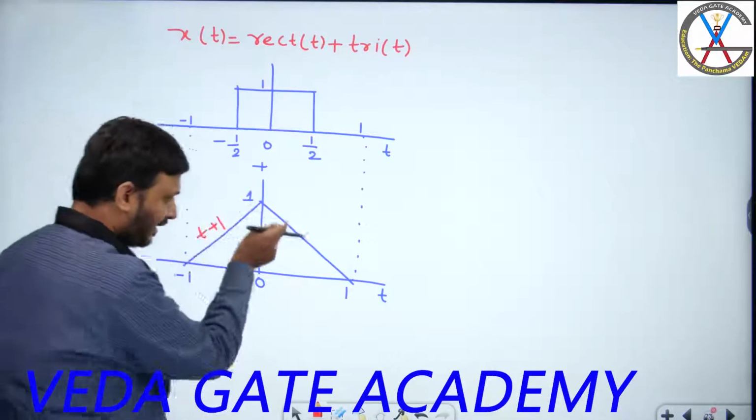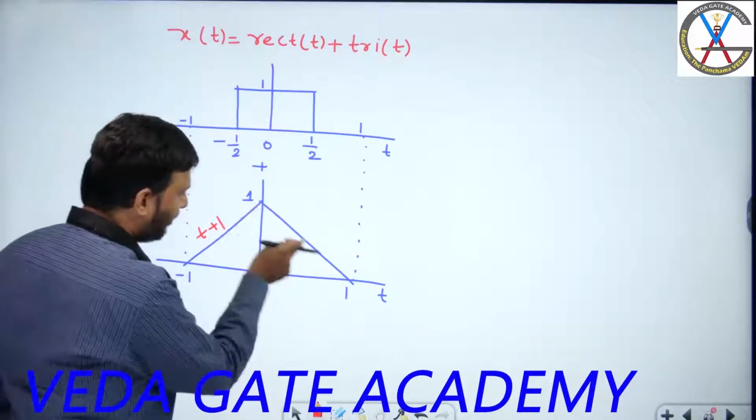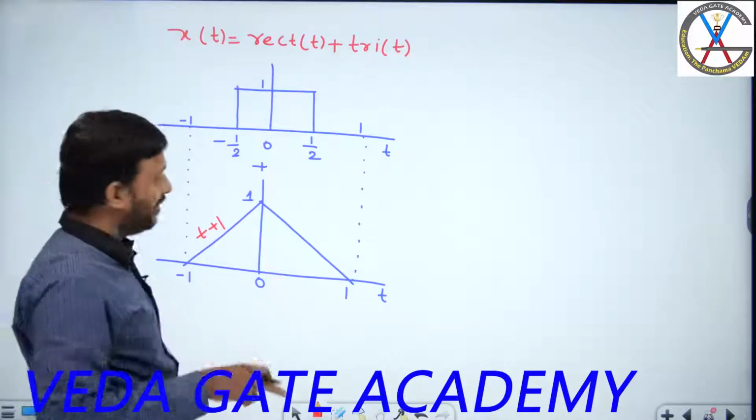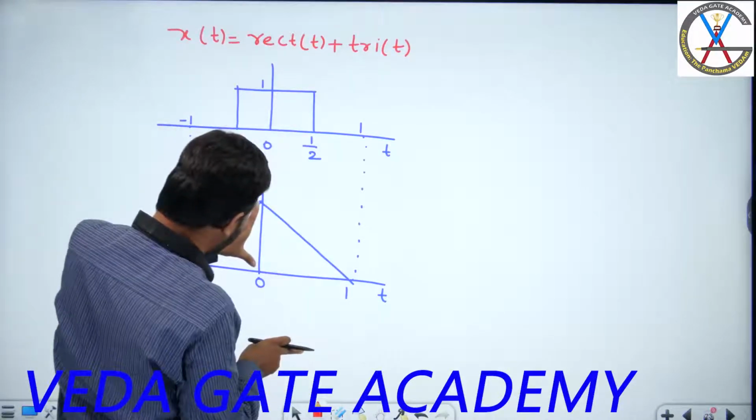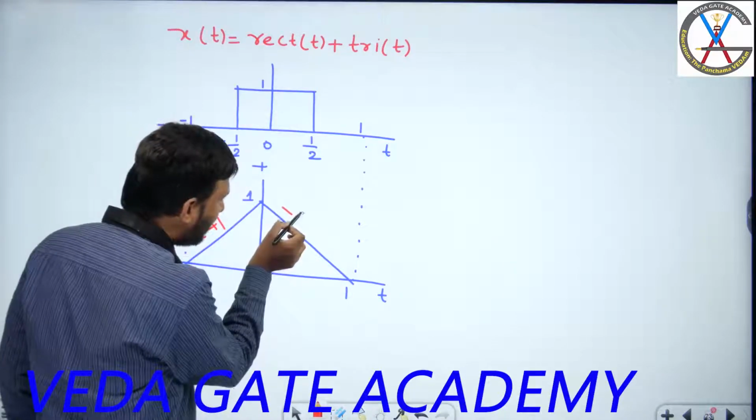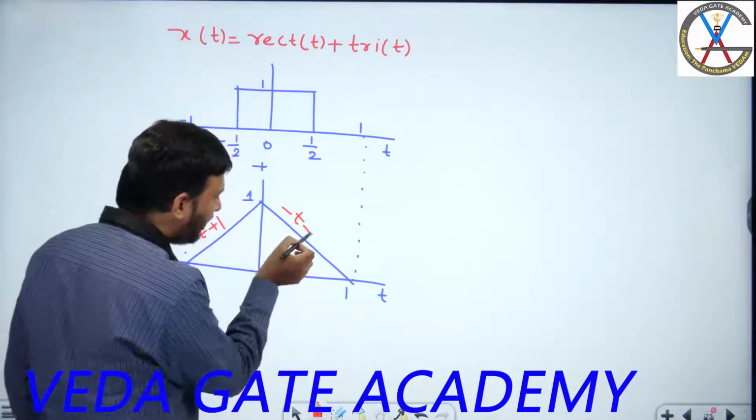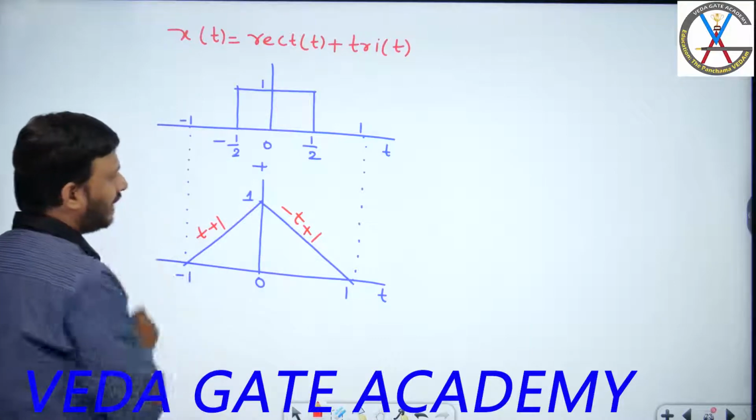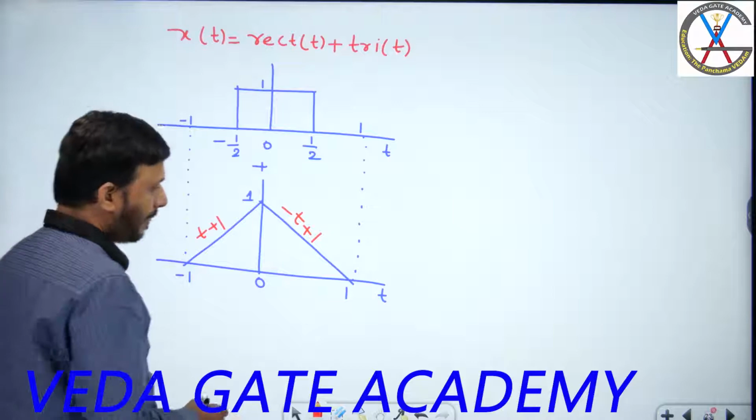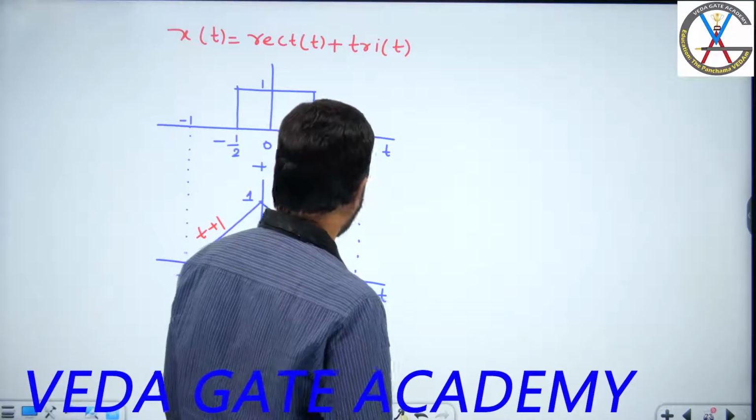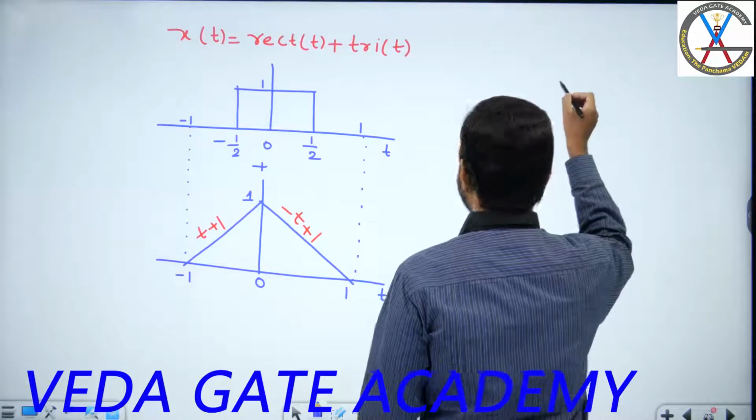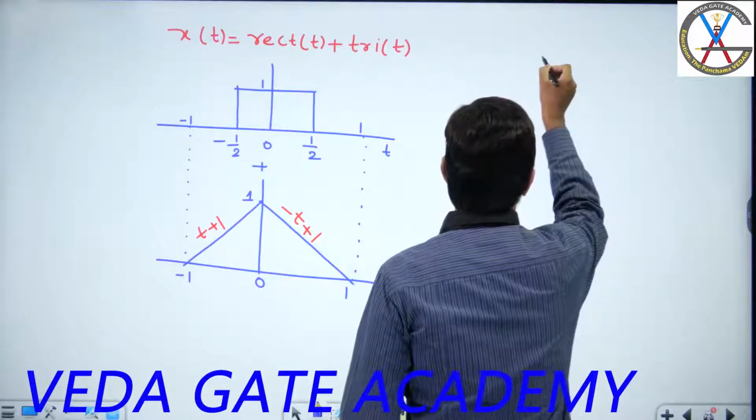In a similar fashion, now this is decreasing, meaning negative slope. First of all, what is the slope? Y coordinate by x coordinate, it is minus 1. So minus the independent variable t, plus the point where it touches the vertical axis, 1. Right? Fine. Now let's add. I'll try to show the resultant here.